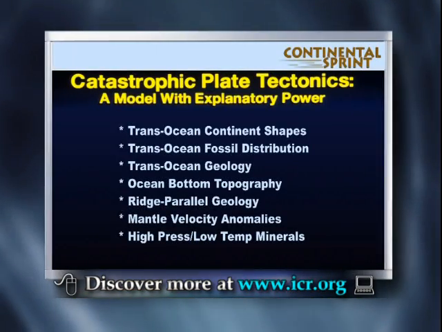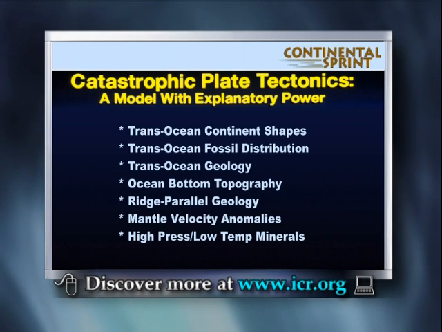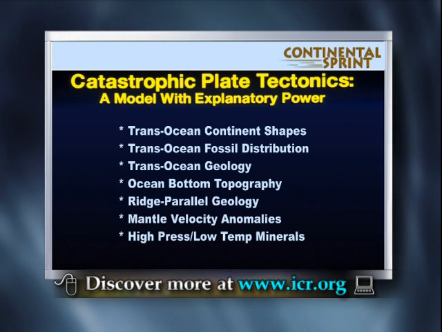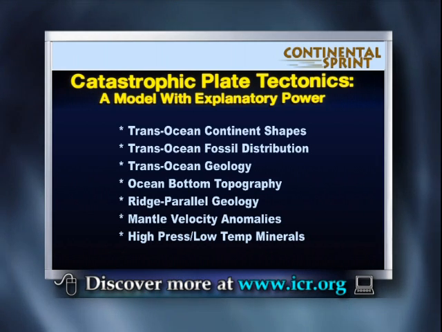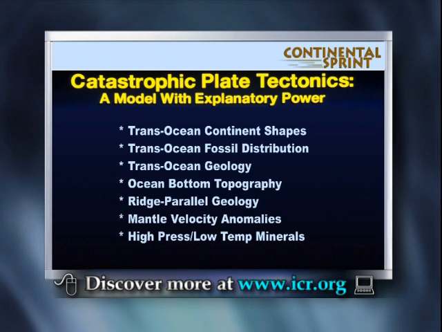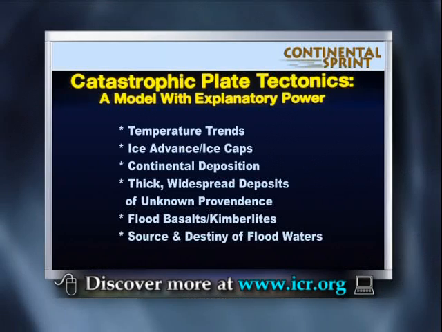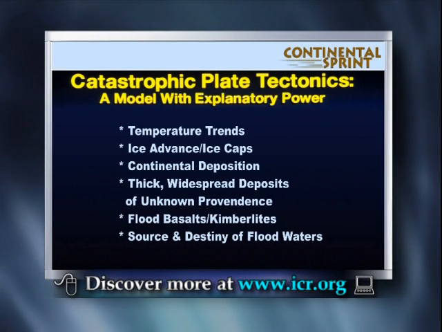The continent shapes and how they fit together, and the ocean bottom topography, and the ridges parallel to the continental margins, and things about the composition of the mantle. All of that makes a very cogent argument for rapid tectonics. We see high and low pressure temperature minerals that argue for high pressure during impact, even melted rock. The way that the Earth changed after the global flood and the leftover heat, how it modified the climate, is very important.